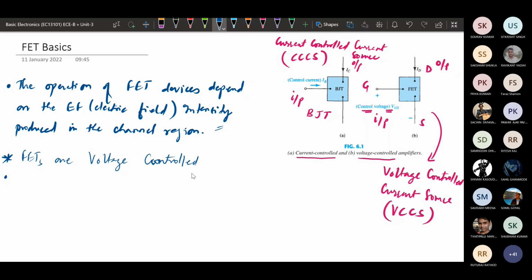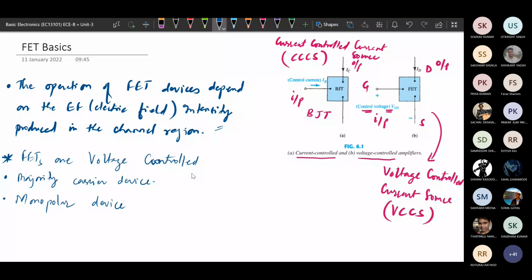But in BJTs, holes and electrons both were constituting the current, whereas in case of FETs only the majority carrier will have the current flow. That means here we can write majority carrier current is there, so it is called a majority carrier device.